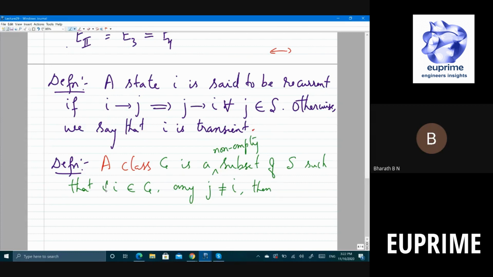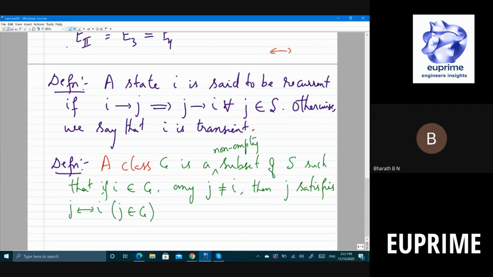if you take a state in C, in the communication class, and you take any other state not equal to I, then either J should be able to communicate with I and therefore J belongs to C, or J does not belong to C. J satisfies J communicates with I, and therefore J belongs to C.